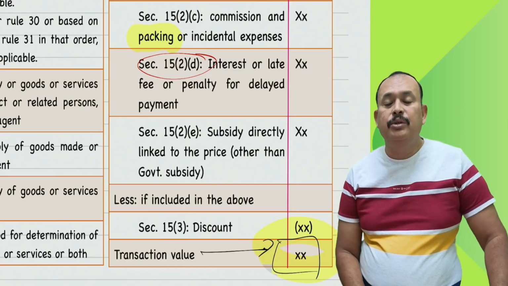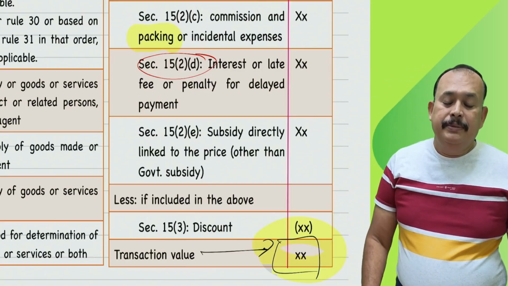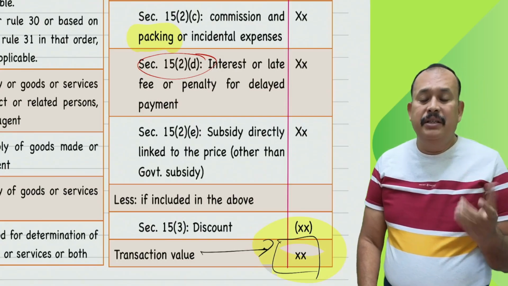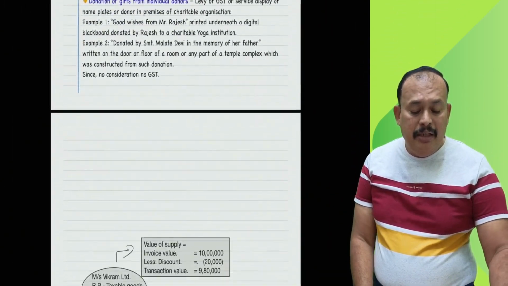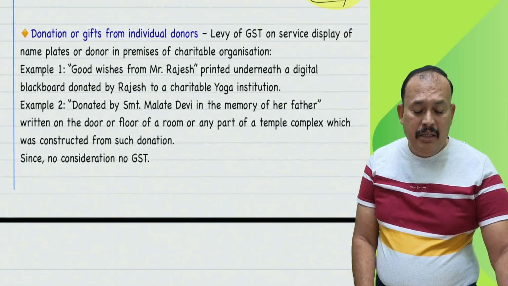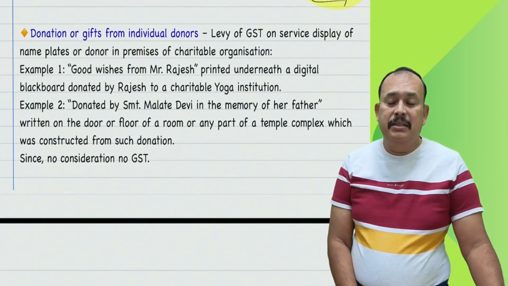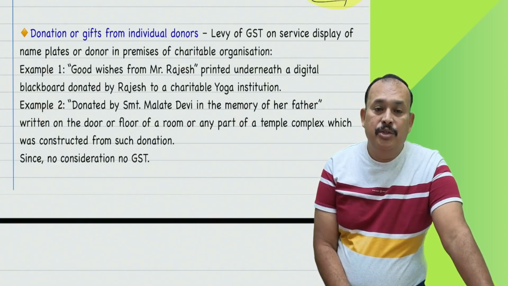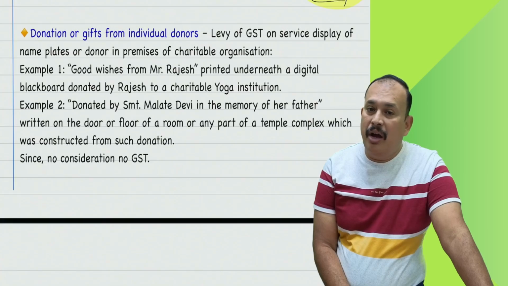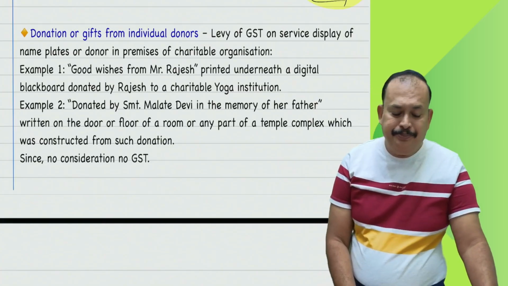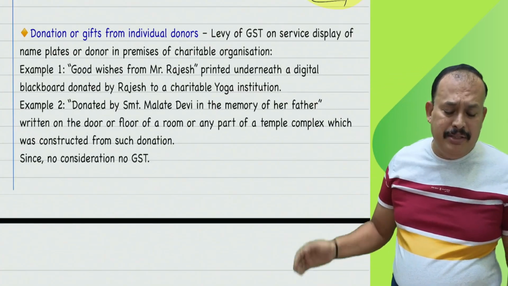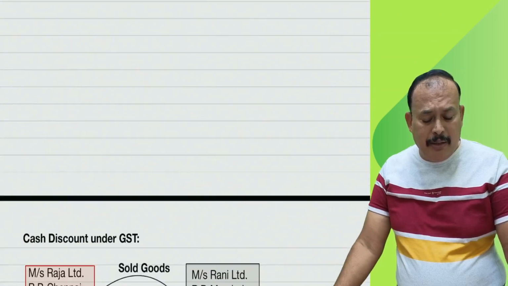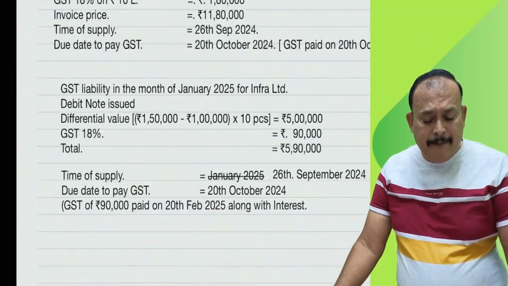This value is subject to GST. And of course, the donation and all should not be considered as consideration. Donation and all is not a consideration because it is given without reciprocity, without expecting any return. So in that case, such donations do not form part of the value of supply, as clarified by CBIC.